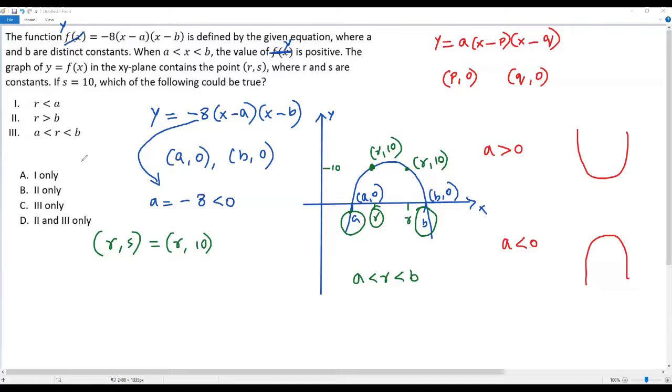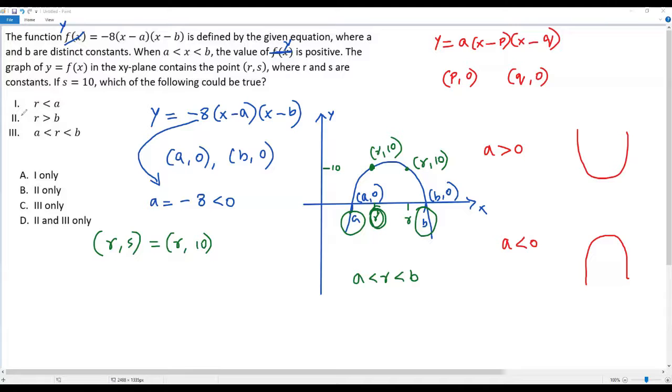Okay, now let's consider the three statements over here. The first statement says r has to be less than a. That means the value of r must lie on the left side of a, because only if I consider the value of r on the left side of a over here, then the r value will be less than a. But that's not possible because in our working it's very clear that the value of r is between a and b.